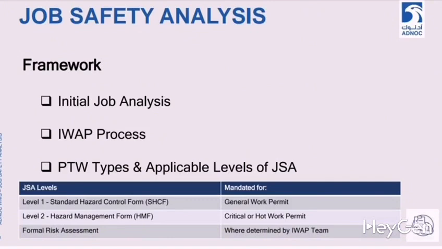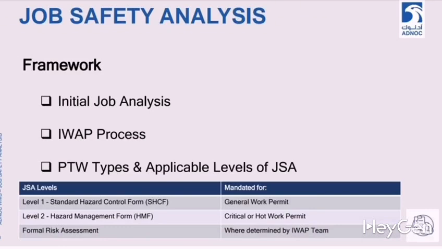As you can see in the table below, the level 1 standard hazard control form will only be used with a general work permit. Above this, all applicable hazards will be defined that are applicable to your work. You only need to tick those, and the control measures that you need to implement, you have to tick those as well. You need to select them.